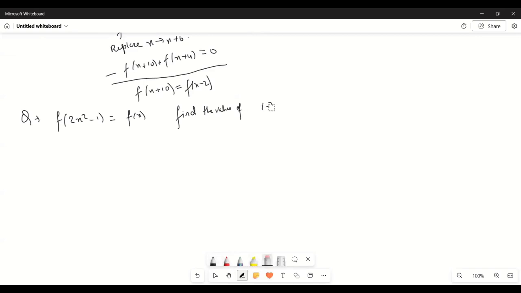Let's say we write it like this: the value of the fifth derivative of fx at x equal to 0. Find the value of the fifth derivative of fx at x equal to 0.